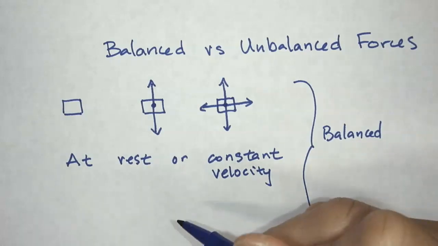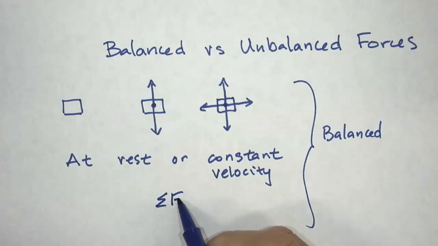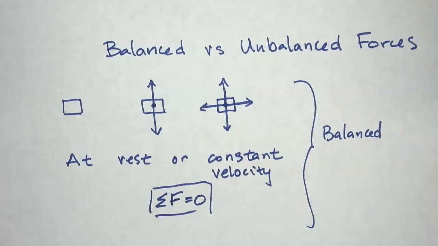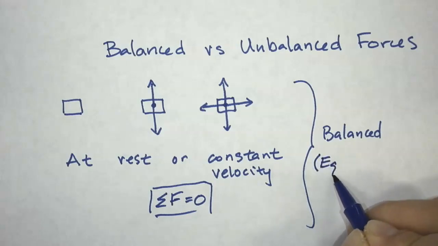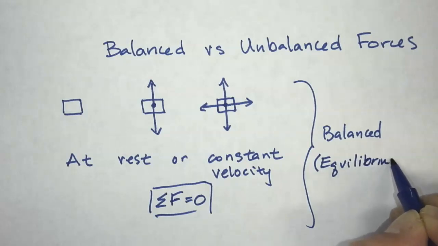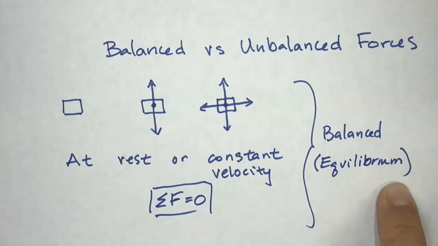And we have a symbol in these situations. We have a symbol which looks like this. Net force, this is the symbol. Sigma F is the symbol for net force equals 0. We call this situation equilibrium. Okay, so when the forces are balanced, we say that the object is in equilibrium. And equilibrium just means that all the forces are balanced.